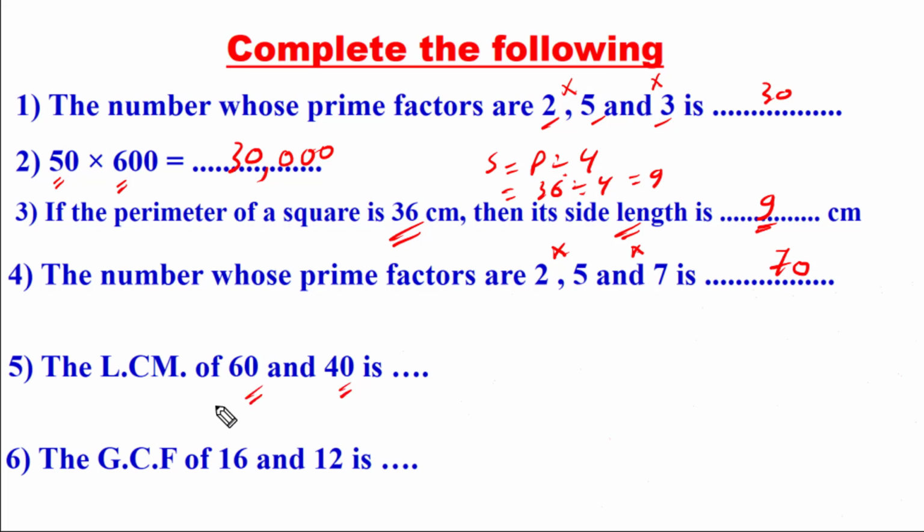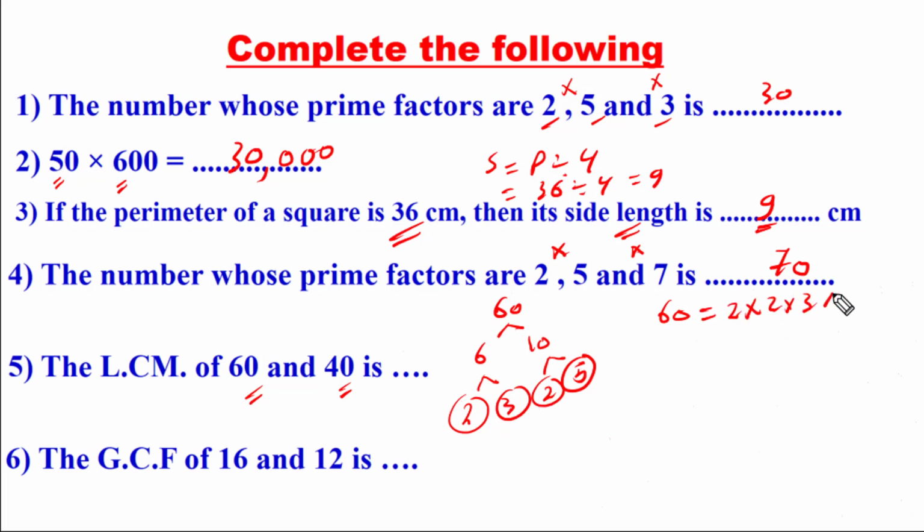To find the lowest common multiple of 60 and 40, we will factorize each number to its prime factors. 60 is what, guys? Is 6 times 10. Now 6 we can write it as 2 times 3, and 10 we can write it as 2 times 5. Now the prime factors 2, 3, 2, 5. Now we can write 60 as the product of 2 times 2 times 3 times 5.